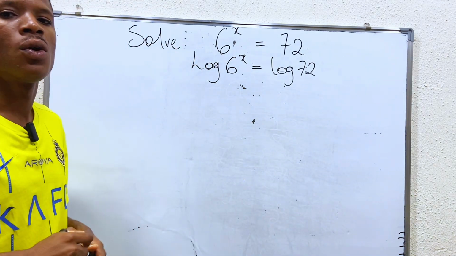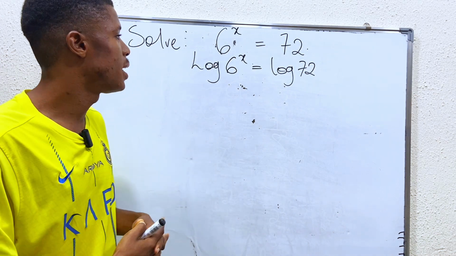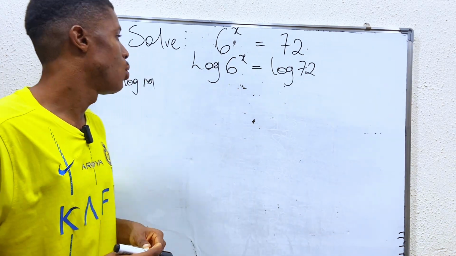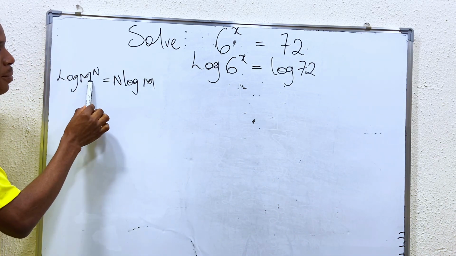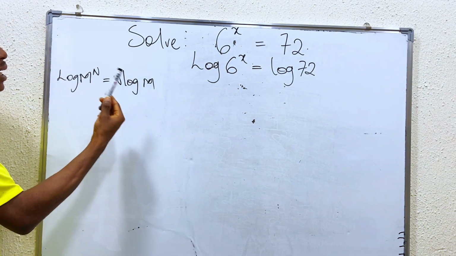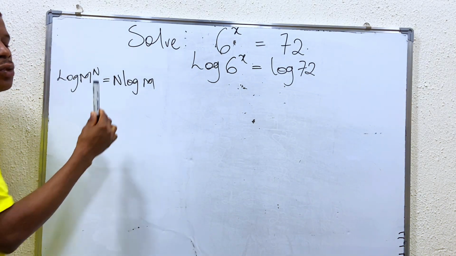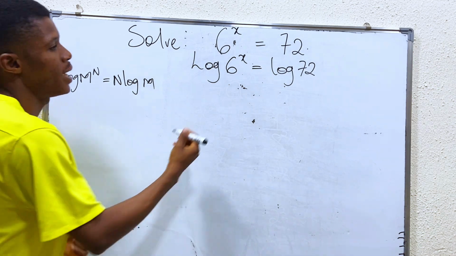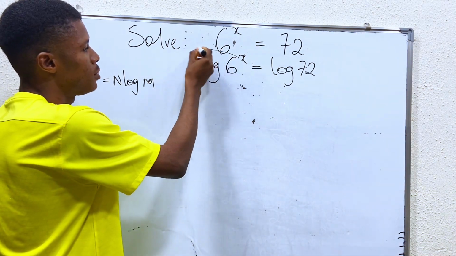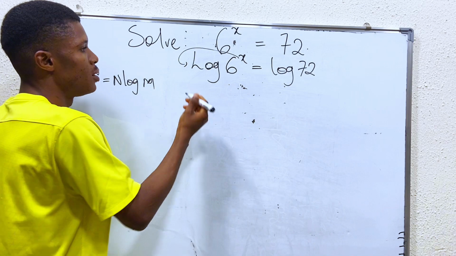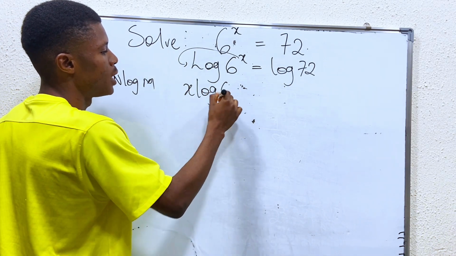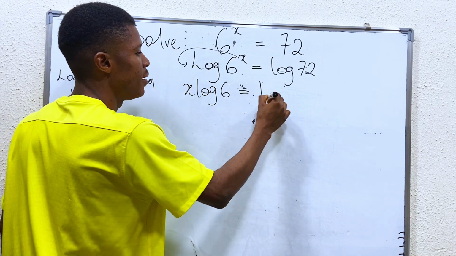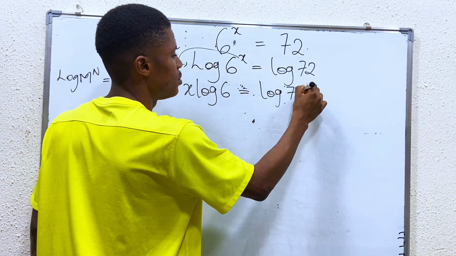Okay? So if we have this now, you can see that we apply the law of logarithm, which says that whenever we have a number that is raised to a power, we can multiply the power by the log. So x is now the power, and we are free to multiply x by the log. So x times log 6 is x log 6. And this is what we have, log 72.